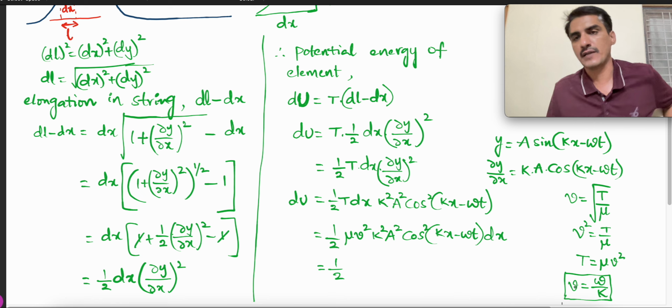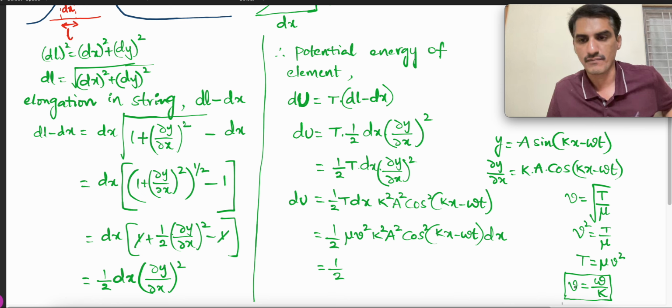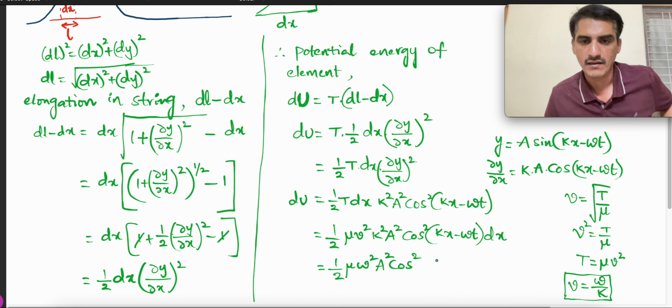I have explained this in a previous video. Please go through it. V is equal to omega by k. So instead of writing V into k, we can write omega. So V square into k square, I can write as omega square a square cos square (kx minus omega t) dx.